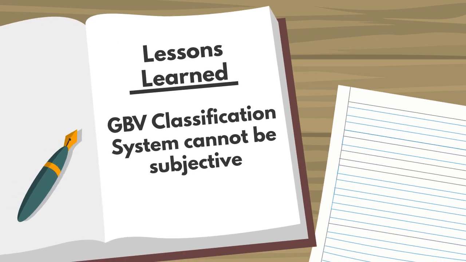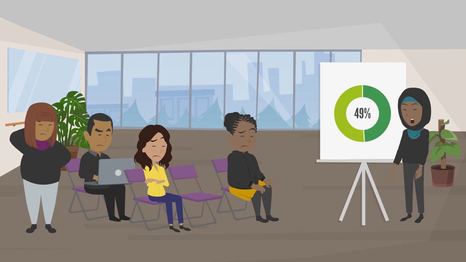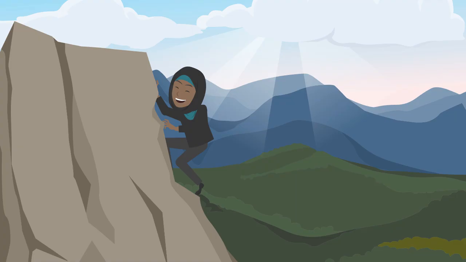Most importantly, a classification system for the purpose of data analysis cannot be subjective. Otherwise, all analysis stemming from it will be individual, unique, biased, and make comparison impossible. Plus, data documented subjectively makes it an easy target for criticism and makes the sharing of the data less valuable. So, how do you surpass that obstacle?